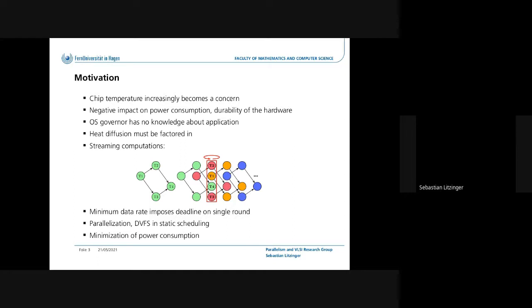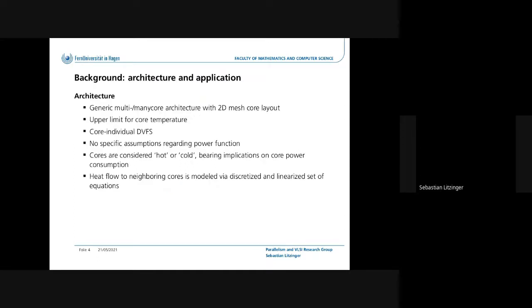And the scheduler has then several options to ensure this. For example, if the application allows for that, parallelization, or maybe frequency scheduling. And the target we seek to optimize here is then the minimization of power consumption, because that will be beneficial with regard to the temperature.